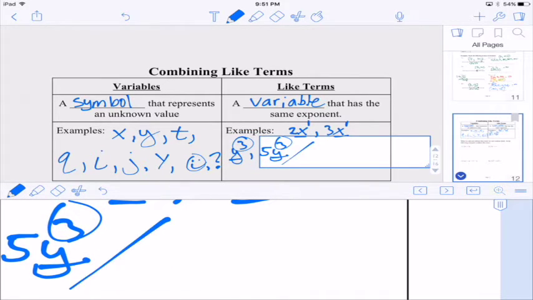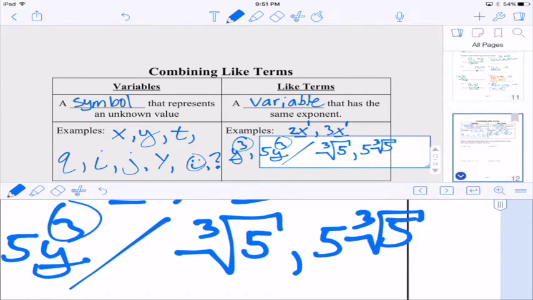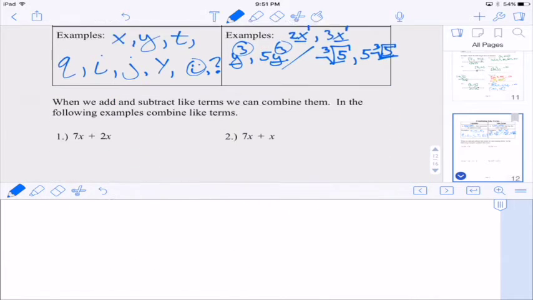One more example, if we have the third root of 5 and 5 third roots of 5. It's got the same base, that third root of 5, and the exponent is technically that same root. Those are like terms too. Those are the ones that people have the most trouble with. So let's do some examples.